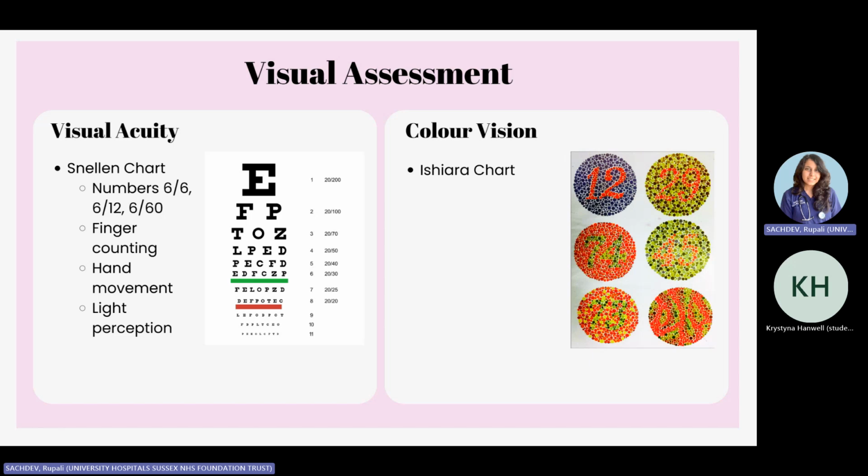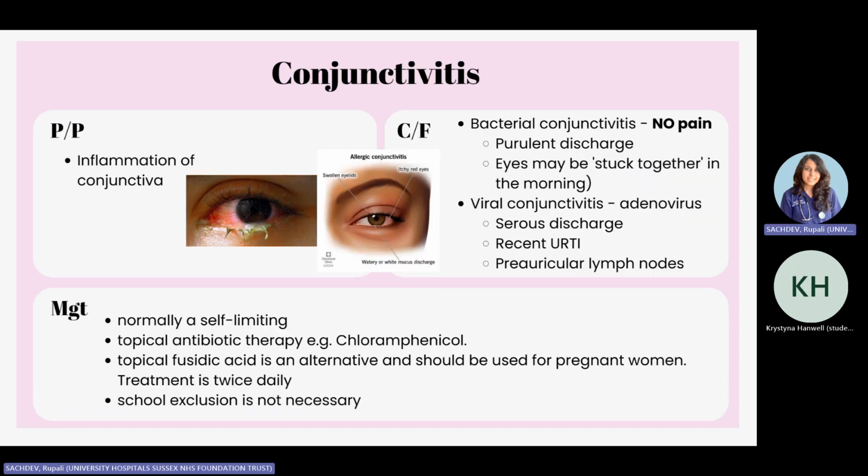For color vision, there's the Ishihara chart, which looks pretty trippy in my opinion. But you basically ask them to look at it and see if they can read the numbers or not. Coming to the pathologies, conjunctivitis, very common.